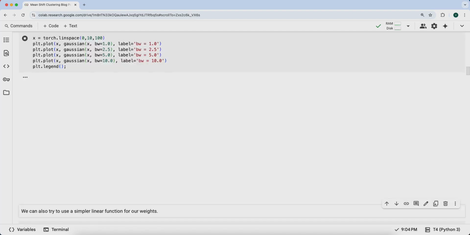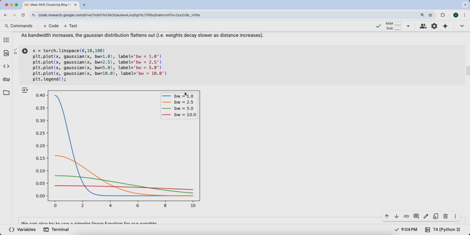And the main idea here for bandwidth is that as the bandwidth increases, the distribution flattens out. So the weights decay slower as distance increases. If we look at the two extremes, when I have a bandwidth of 1.0, my zero distance point, the point that I'm considering, has a weight of 0.4. As soon as we go 2 units away, this drops all the way down to 0.05. So we have an 8x drop, or 8x difference.